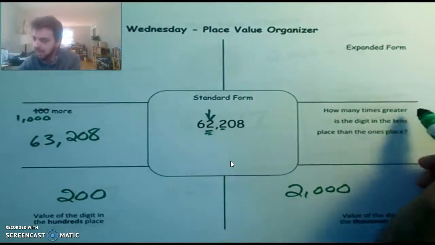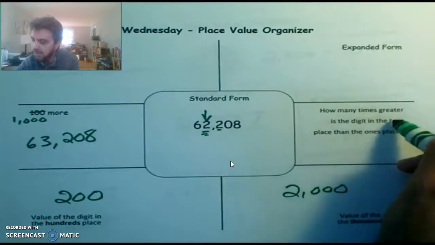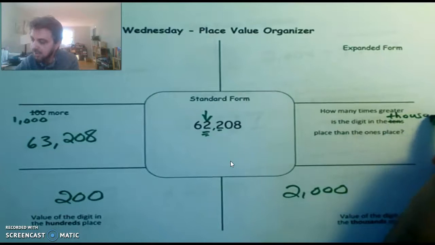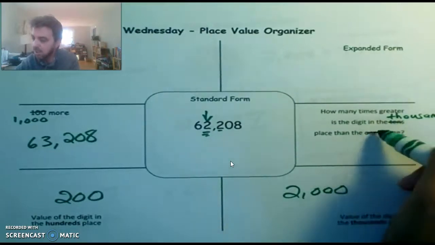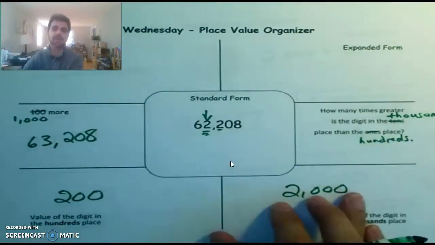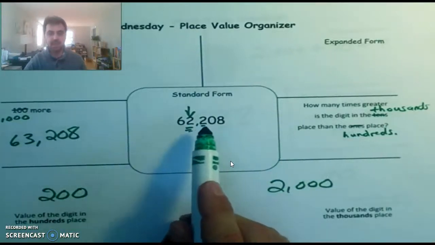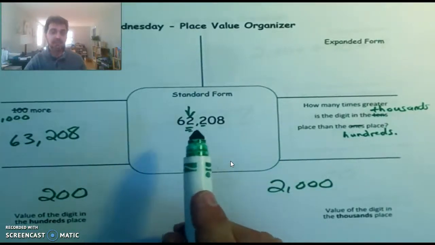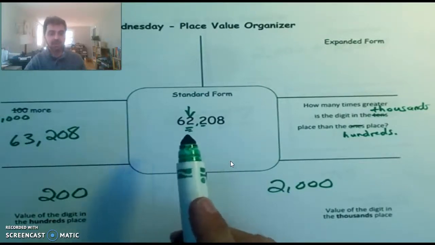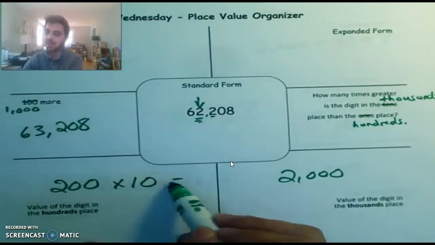It looks like here it didn't get changed correctly. I must have forgot that. So this should change to thousands, and let's change the ones to hundreds. Now it says the right thing. How many times greater is the digit in the thousands place than the hundreds? If it fits the same pattern we've been looking at, it should be 10 times greater. So does 200 times 10 equal 2,000?